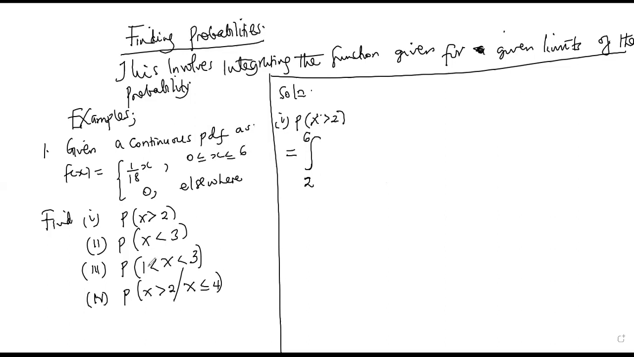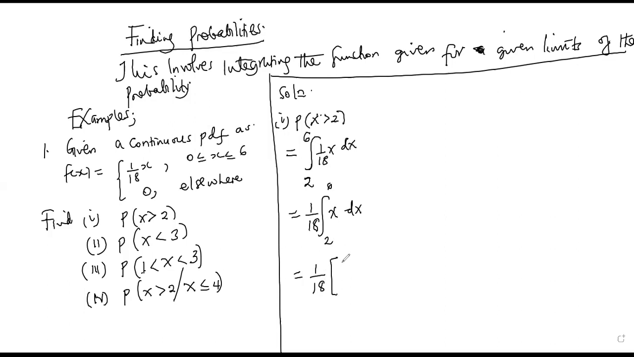No, you have to move within this, unless they define for you an interval like here, where they say 1 and 3. But otherwise, you have to be smart. So the integral from 2 to 6 of 1 over 18 x dx. Okay, so this is the same as 1 over 18 integral from 2 to 6 of x dx.